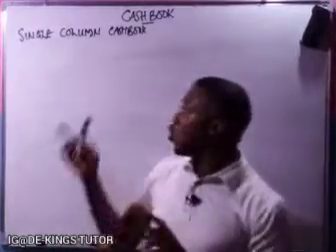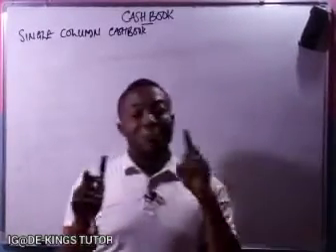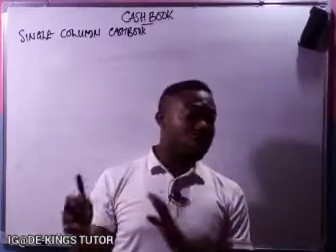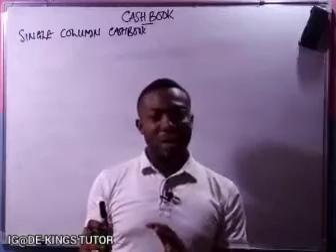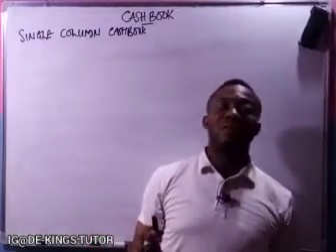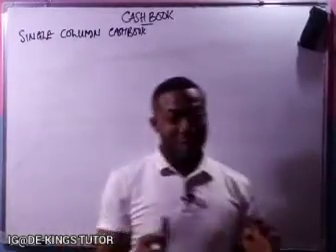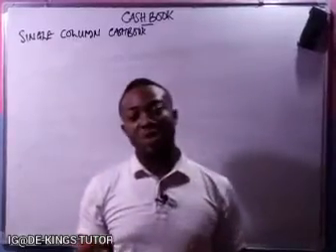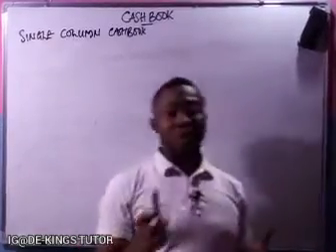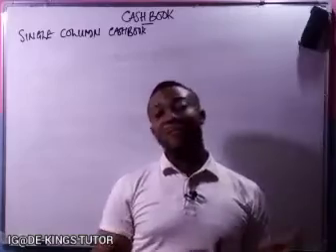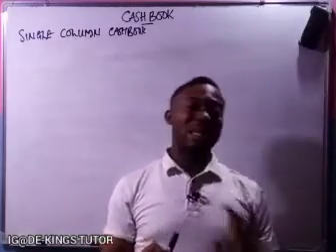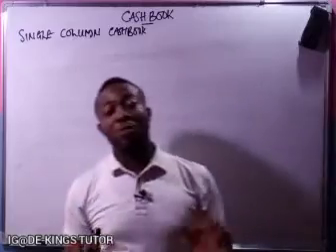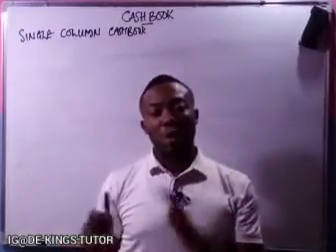So the single column cash book, from the word single, has one column for cash or for bank. Any transaction that involves only cash, or that involves only bank, goes through the single column cash book. So this is a cash book that has a column for only cash or bank.